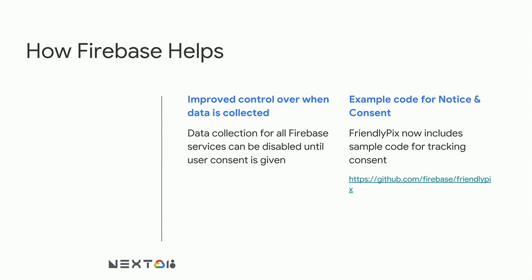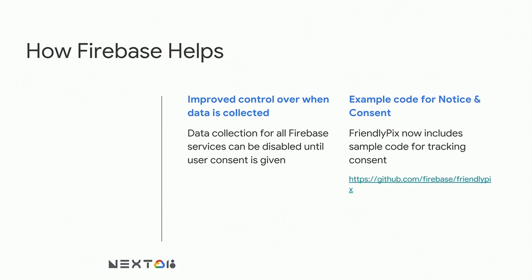In addition, we've published some example code for notice and consent. This includes UI for how to get consent, but also how to store consent with Firebase in a way that gives you the tracking that you need. This is available today in our FriendlyPix app. And for those of you who aren't familiar with FriendlyPix, it's an open source app for Android, iOS, and web that shows you actually a bunch of things about how to build on Firebase. So I strongly suggest that you take a look at that to get a better idea of how to get this critical experience right.